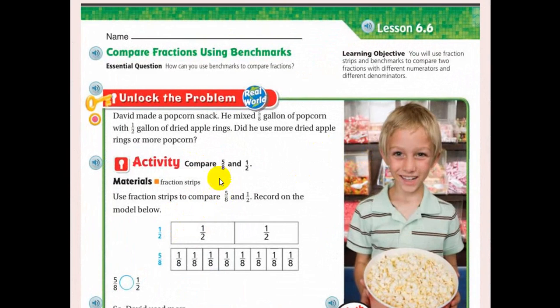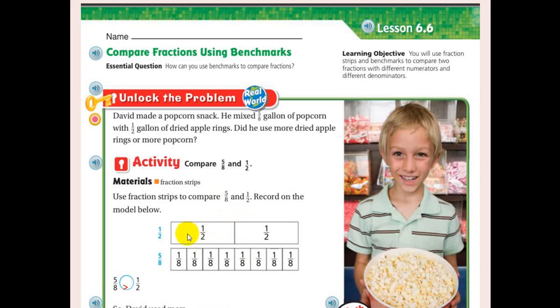Here, to compare 5/8 and half, we draw strips like this. Here is the whole, and here we divide the strip into two parts. And the second we divide into 8 parts.